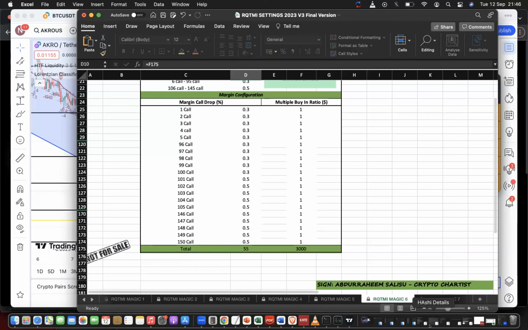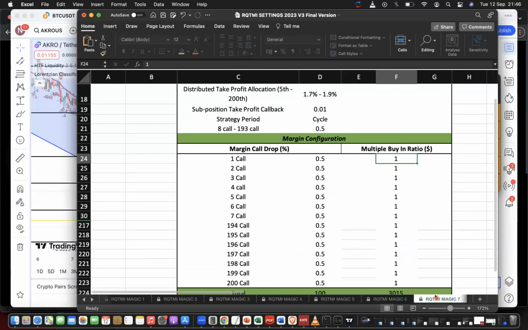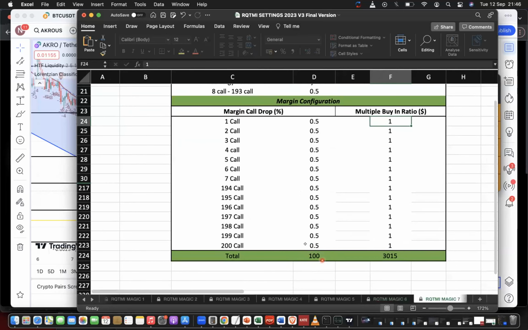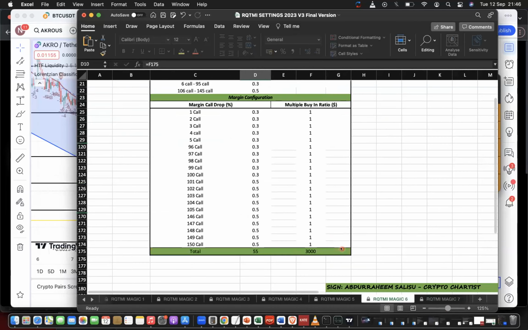Because if you look at method 7, which we started with, method 7 gives you $3,000 with 100% call drop tolerance. But method 6 is for people that say, I don't want to keep my $3,000 just lying idle. Let's rough it. Let's ginger the system. Let's give it $3,000 to work within 55%. And that could be smart.